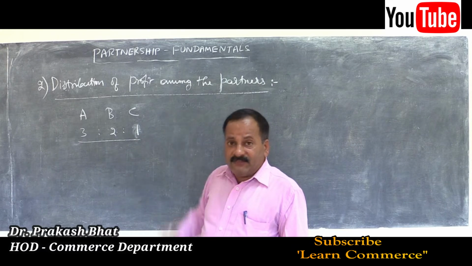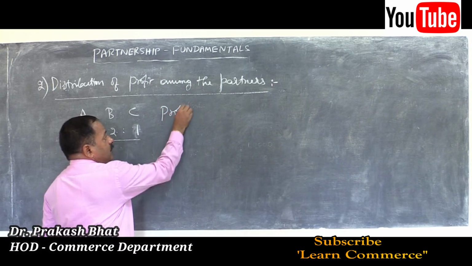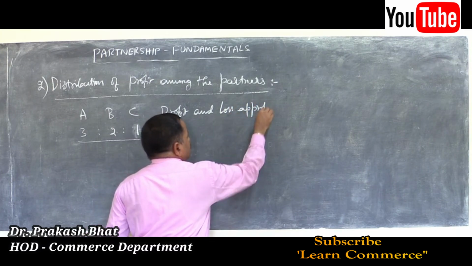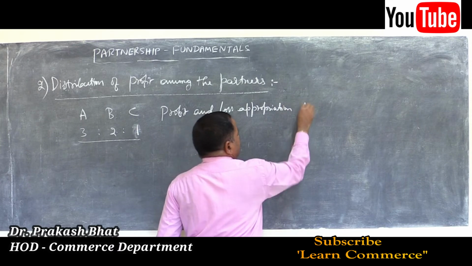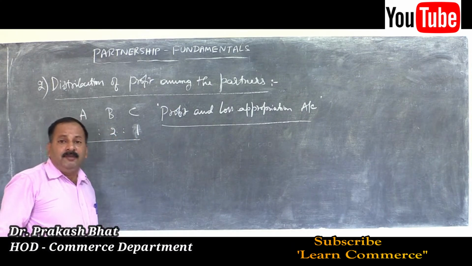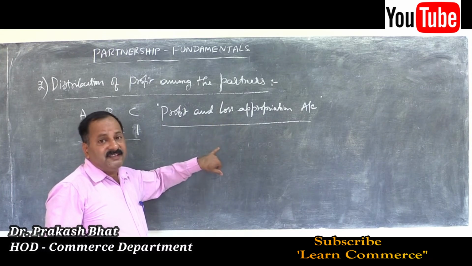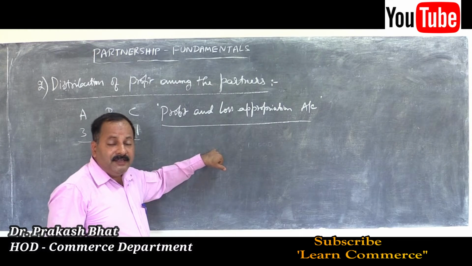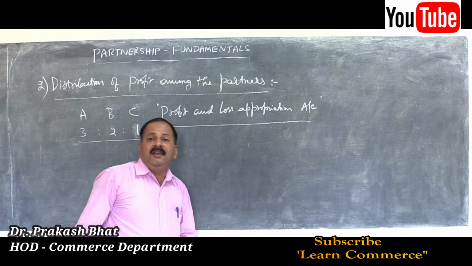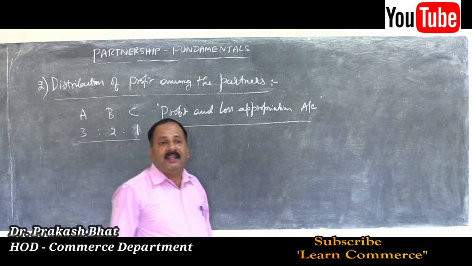Appropriation of profit, for which we will prepare a separate account called profit and loss appropriation account. Profit and loss appropriation account is an account which is prepared to distribute the profits among the partners after making the adjustments. Adjustments in the sense that amount to be payable to the partners or receivable from the partners will be adjusted here, and after that the final balance in the profit and loss appropriation account is transferred to the capital accounts of the partners.